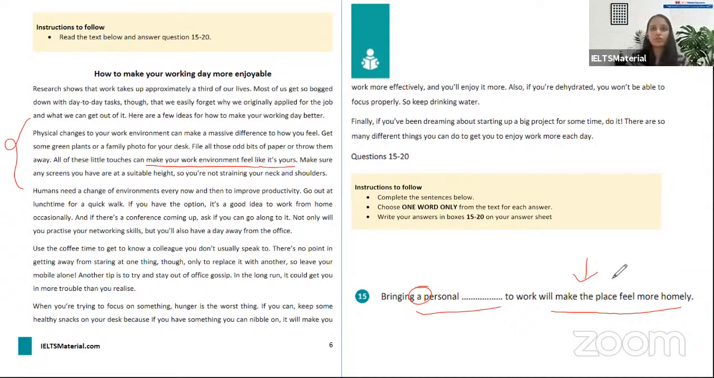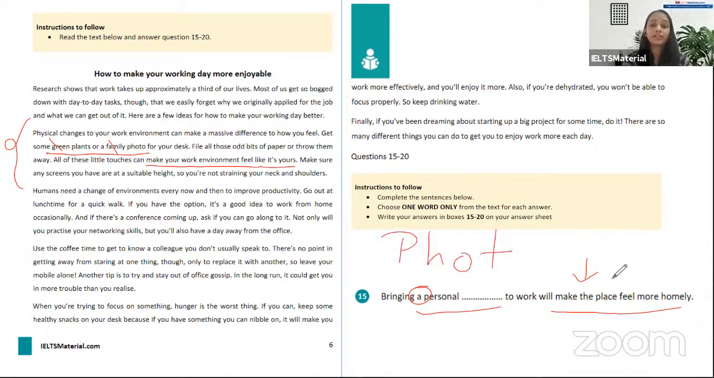Of course, there are physical changes to the environment, but we want to get green plants or a family photo. Now, this is one word, so we cannot write the entire phrase green plants and family photo, otherwise your answer will be wrong. So either it would be plants or photo. Now, as I said, it should be grammatically correct, right? And there could be a synonym. So family is similar to personal, right? Family is your personal life. So the answer would be photo.